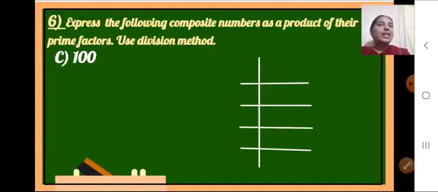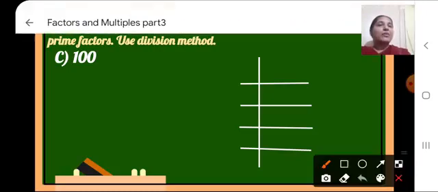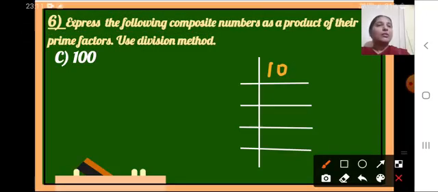Now question number C is, again we have to express this number 100 as the product of its prime factors. So again we will draw one vertical line and some horizontal lines like this. Then we will write 100 here. So again, children, just see the digit at the ones place is 0. That shows that it is an even number and it will be divisible by 2. So we'll start with 2.